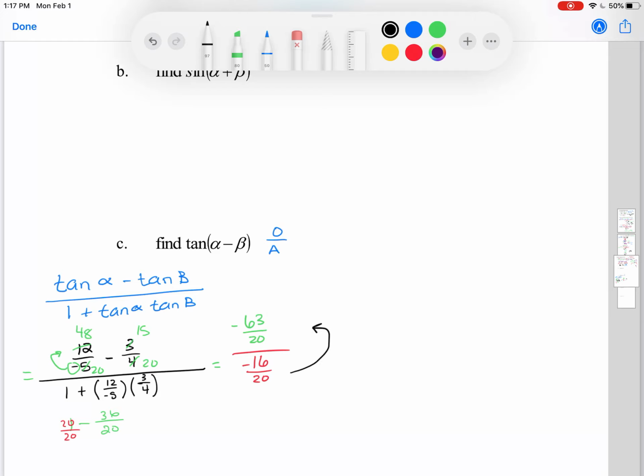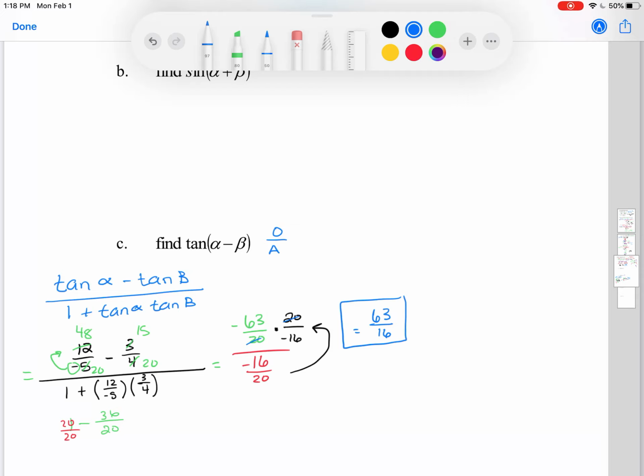Now I have a fraction over a fraction, so I'm going to skip the first fraction, flip the second, and I'm going to multiply. Noticing that my 20s will cancel, negative over negative will now give me a positive 63 over 16 is my final answer.